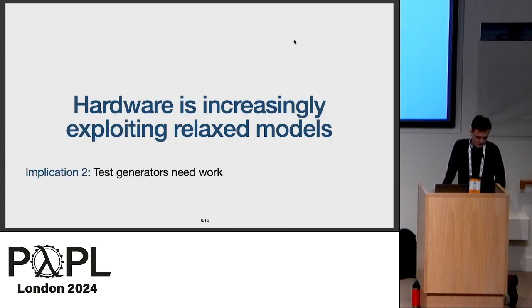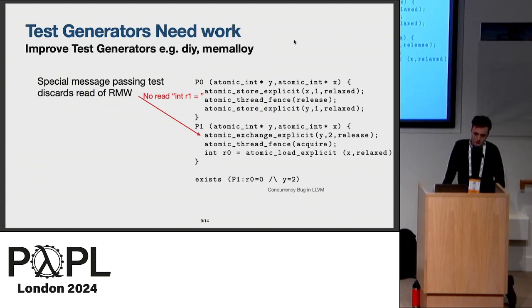Yeah, so we need to parameterize testing over source and architecture models, or something as close as we can get to the ground truth. The second implication of this claim is that we might need to also update our test generators. So this example, some keen eyes amongst you will have realized, is a special variant of the message passing litmus test.